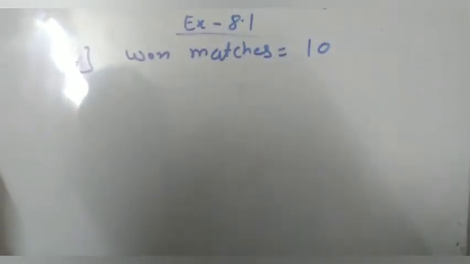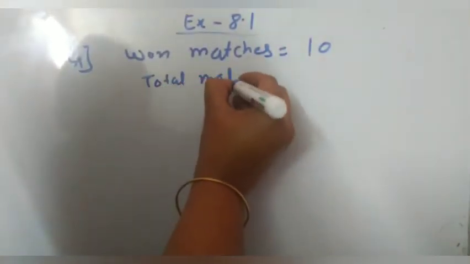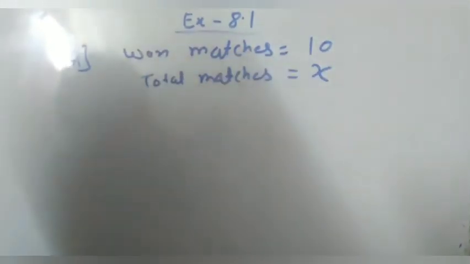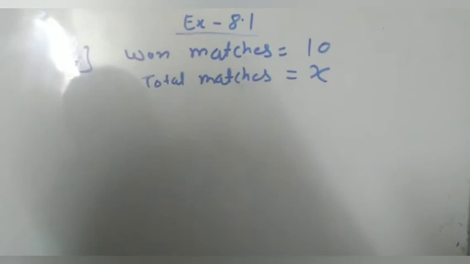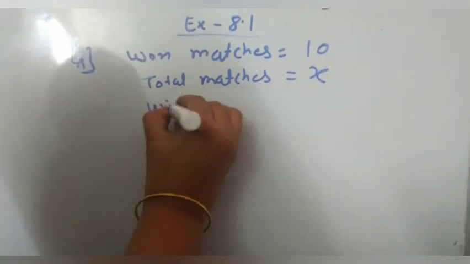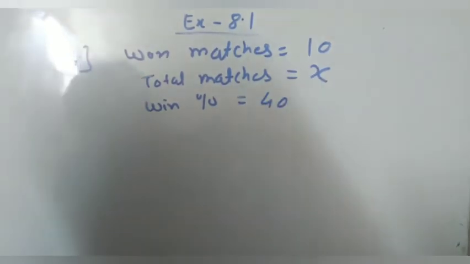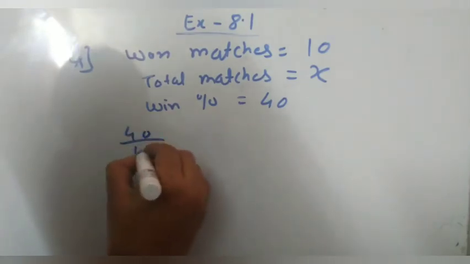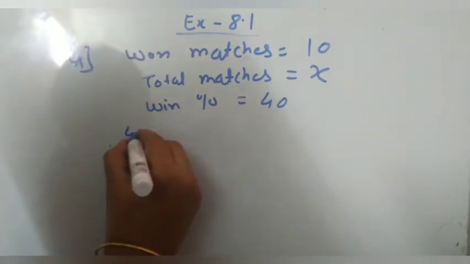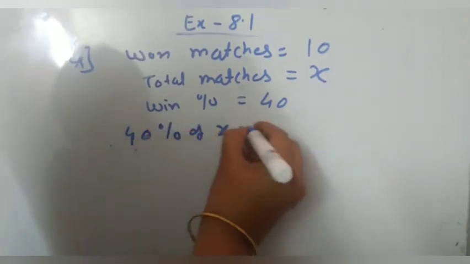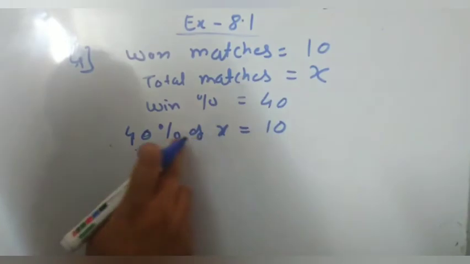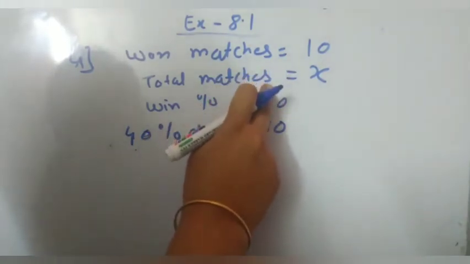Out of the total matches they played, we don't know how many matches they played, so total matches equals X. If their win percentage was 40% and the won matches are 10, then find the total matches, how many matches they played. So 40% of X equals 10. Won matches are 10, they won 40% of the matches, and the total matches they played is X.